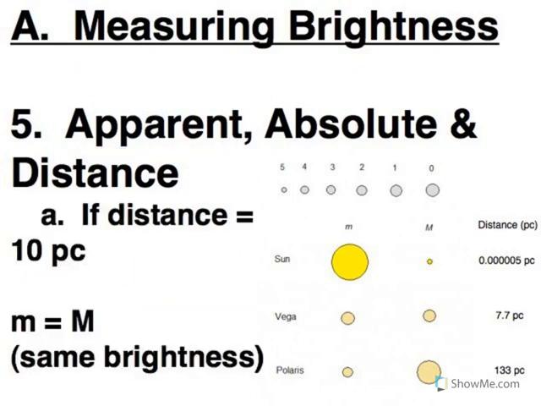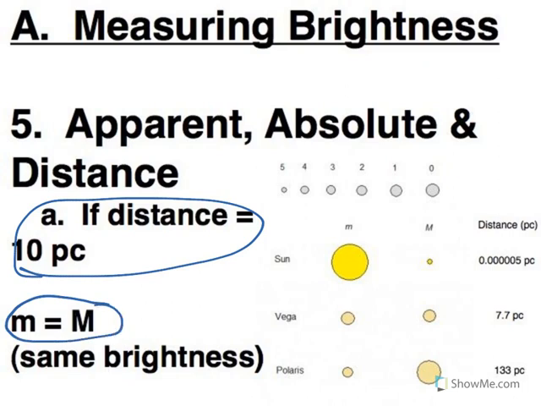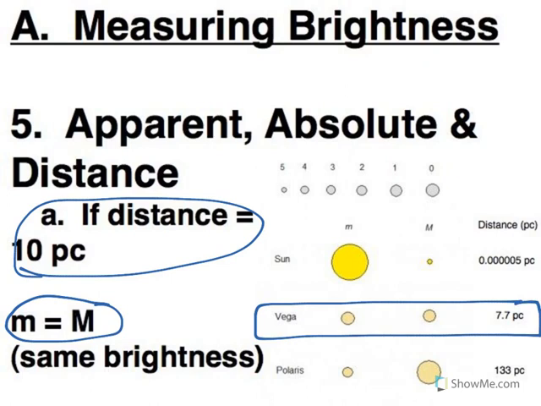So there's three possibilities. Let's say you have a star that is exactly 10 parsecs away. Well, then it's easy. By definition, the absolute magnitude is going to equal the apparent magnitude. And looking at our examples here, Vega is pretty close. It's 7.7 parsecs, so almost 10 parsecs. And you can see how it's drawn here that the apparent and the absolute are equal. So Vega, we're pretty close.